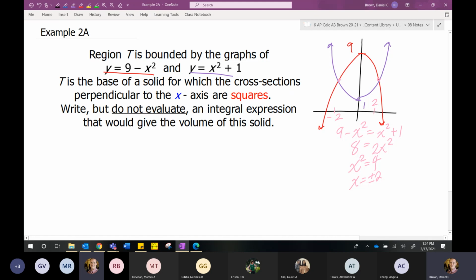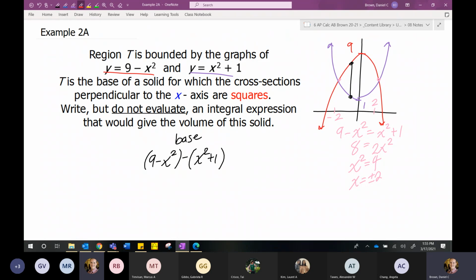And now I'm just going to do it one step at a time. It is the base of a solid for which cross sections perpendicular to the x-axis are squares. So would this be a dx problem or a dy problem? Dx. So again, a sample slice, you're going up and down. So when I think about the base, top minus bottom or right minus left, top minus the bottom. The top one would be 9 minus x squared minus the bottom one, x squared plus 1. That's my base.